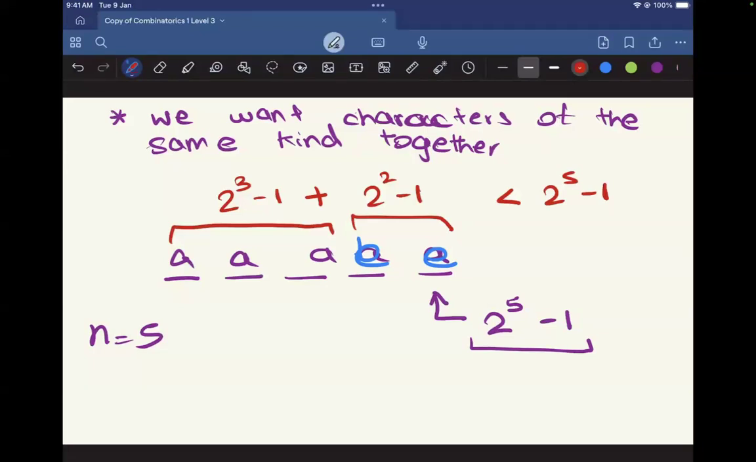Harsh Thakur says, why 2 raised to 5 minus 1? Harsh, because if we used all characters as the same, like if everything was A, the number of subsequences that we could create would be 2 raised to 5 minus 1. Like for each index, I would have a choice to take it or not take it. Yes or no, Harsh?